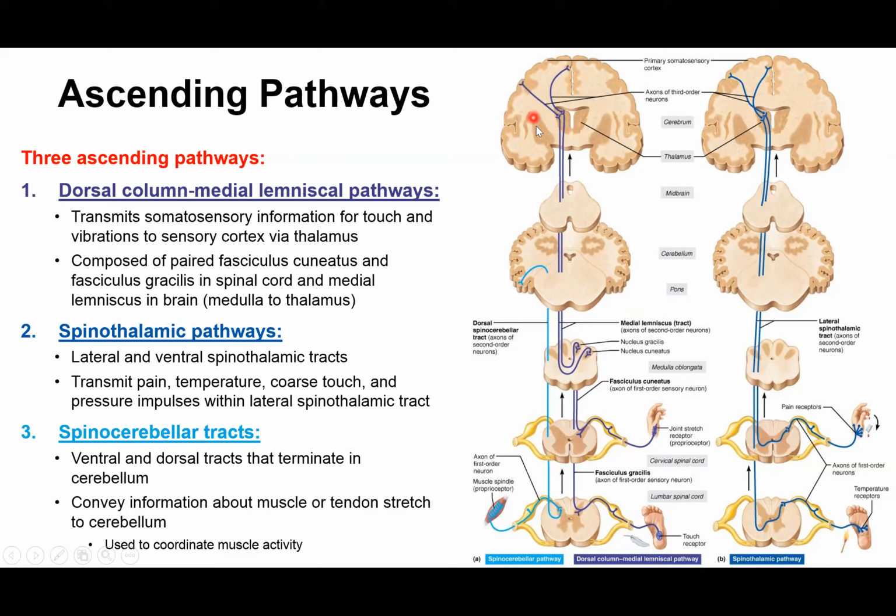Excuse me. So the second ascending pathway is the spinothalamic pathway, which is the one on the far right that you see over here. These include both the lateral and the ventral spinothalamic tracts. The goal of the spinothalamic pathway is to transmit sensations like pain and temperature, and coarse touch and pressure impulses within this lateral spinothalamic tract.